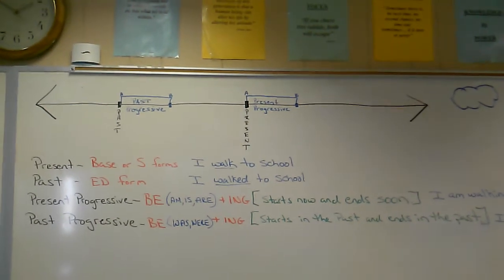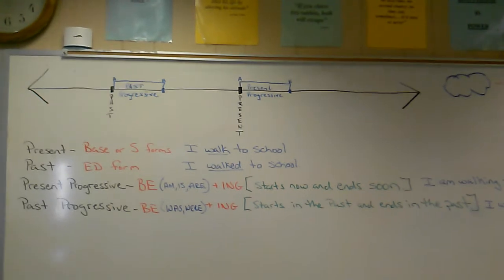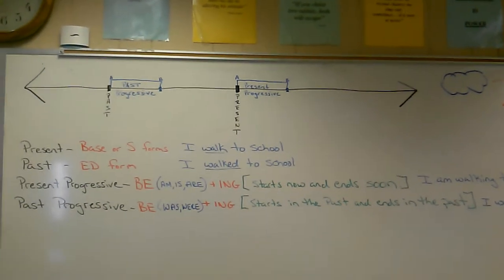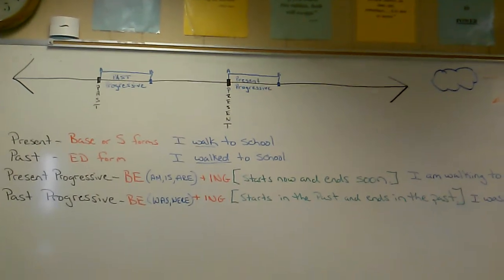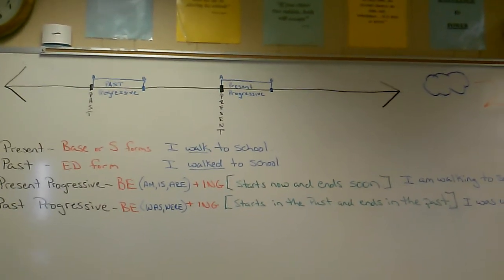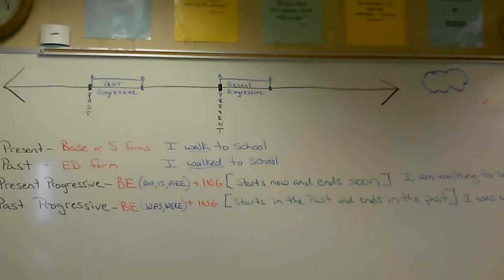So if we're discussing something or we're writing something, the tense would have to be correctly used. Hence, you have the past tense and the present tense, and you have the past progressive, and you have the present progressive. You got it?